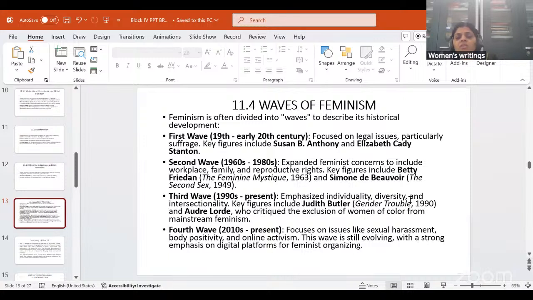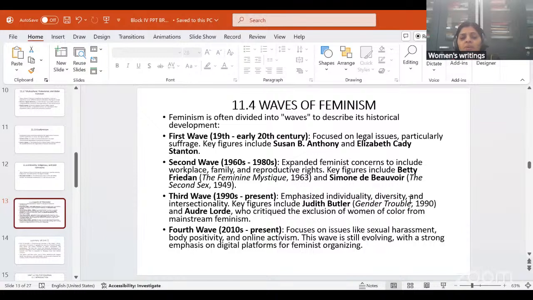Key figures like Betty Friedan and Simone de Beauvoir focused on various conditions of women related to workplace, family, and reproductive rights. The Feminine Mystique came out in 1963 and became a sensational book. And Simone de Beauvoir, however you pronounce it, wrote the most sensational book, The Second Sex, in 1949, which also discussed the various troubles and struggles women have, especially related to workplace, family, and reproductive rights. So this is considered second wave feminism.